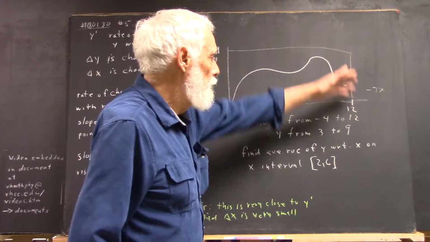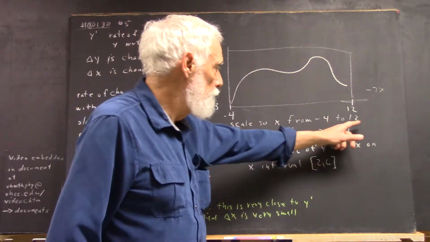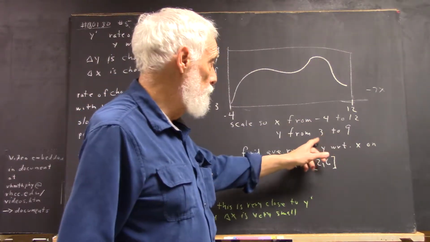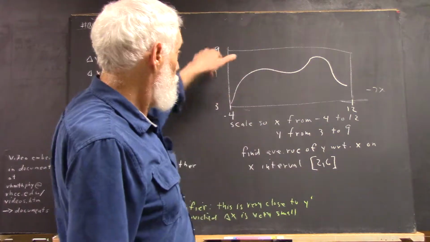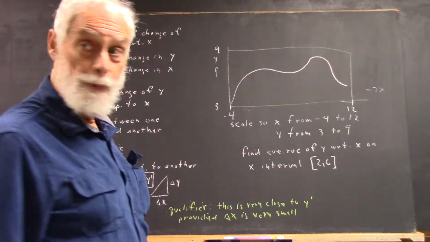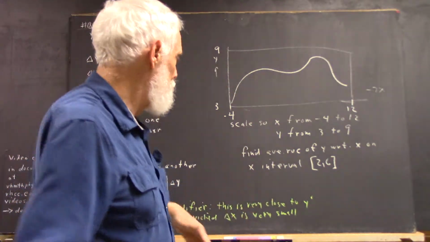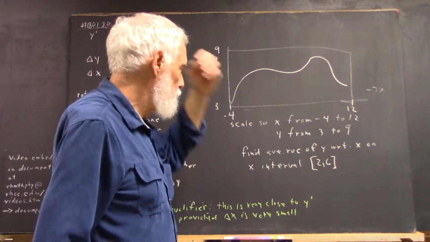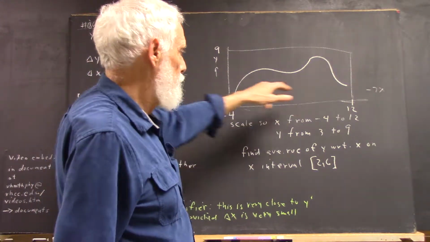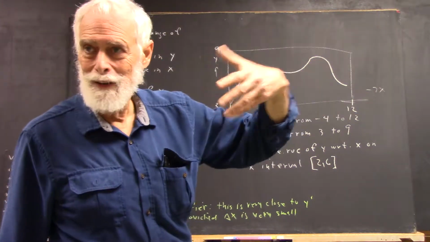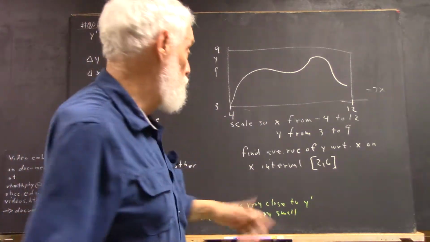Okay, we had this graph. To scale the graph from -4 to 12 for x, and 3 to 9 for y, we draw a rectangle that pretty much encompasses the graph, right? And not too much bigger, because especially in the x, that could cause problems. But if it does, you can always redo it. You'll know if it causes problems.